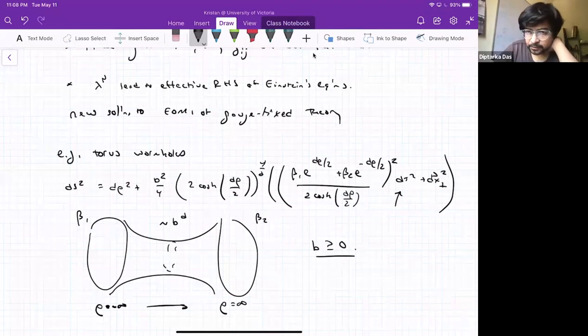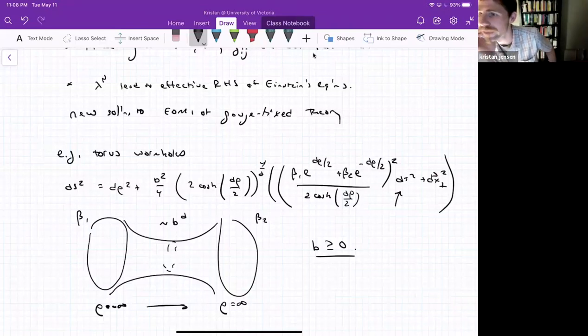Is b the same as lambda, or is it different? Right. The on-shell value of lambda is proportional to b to the d.